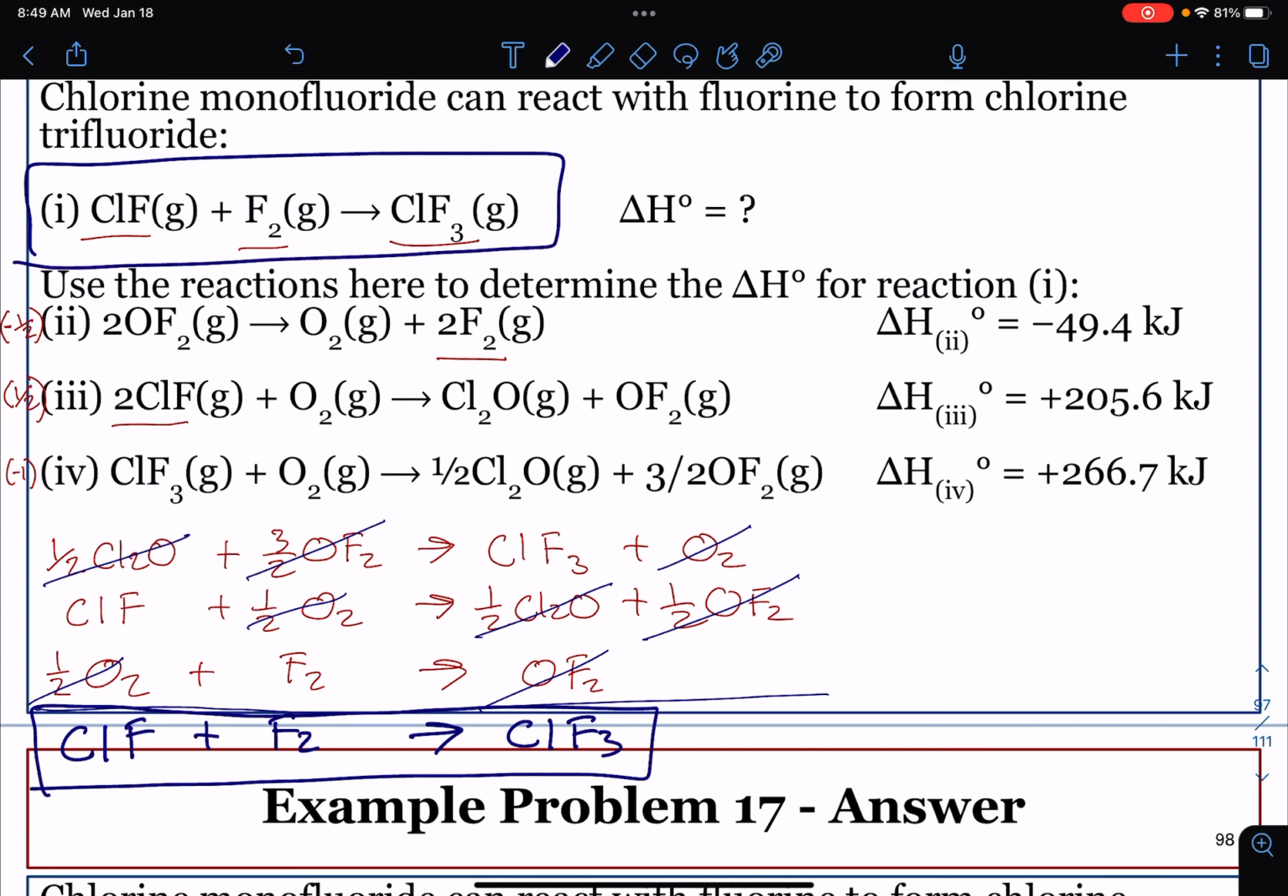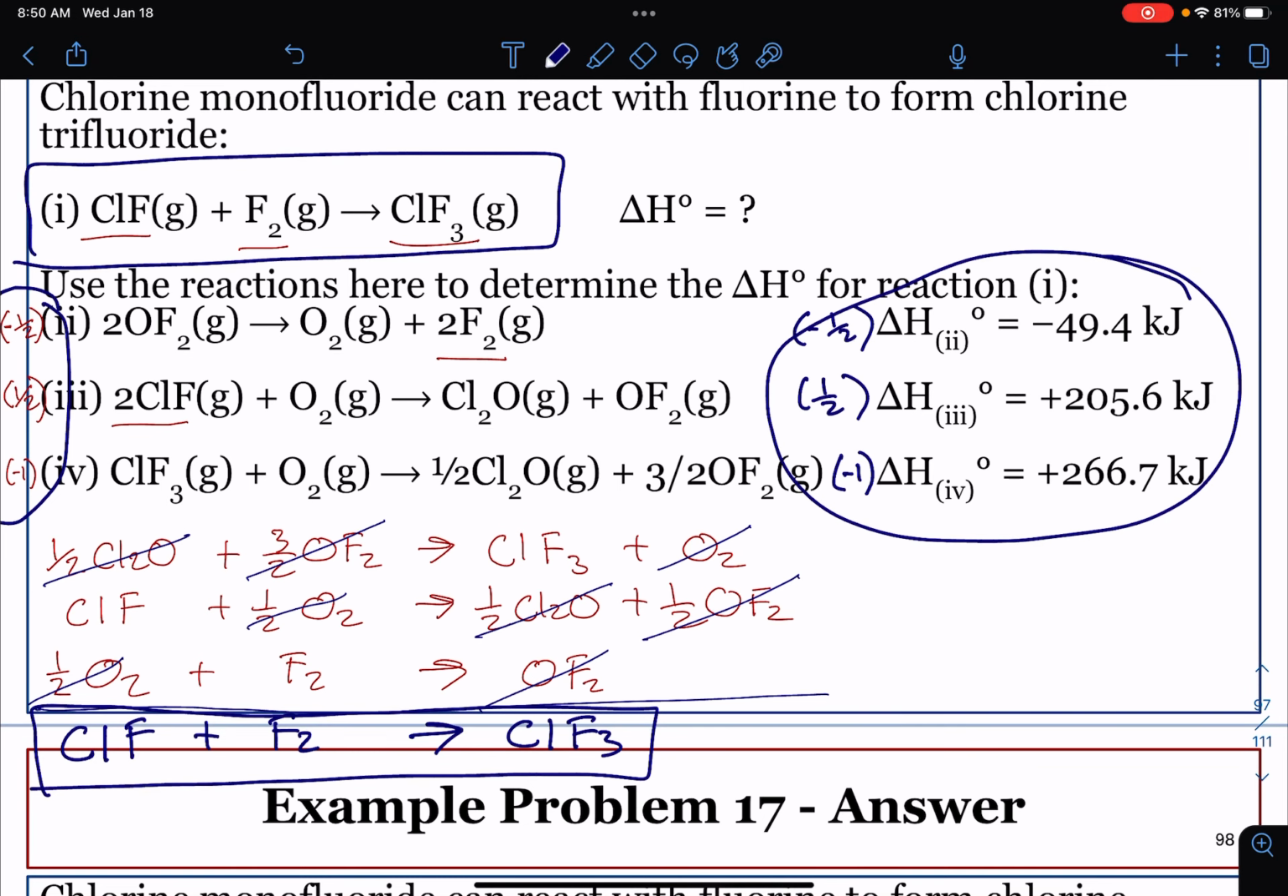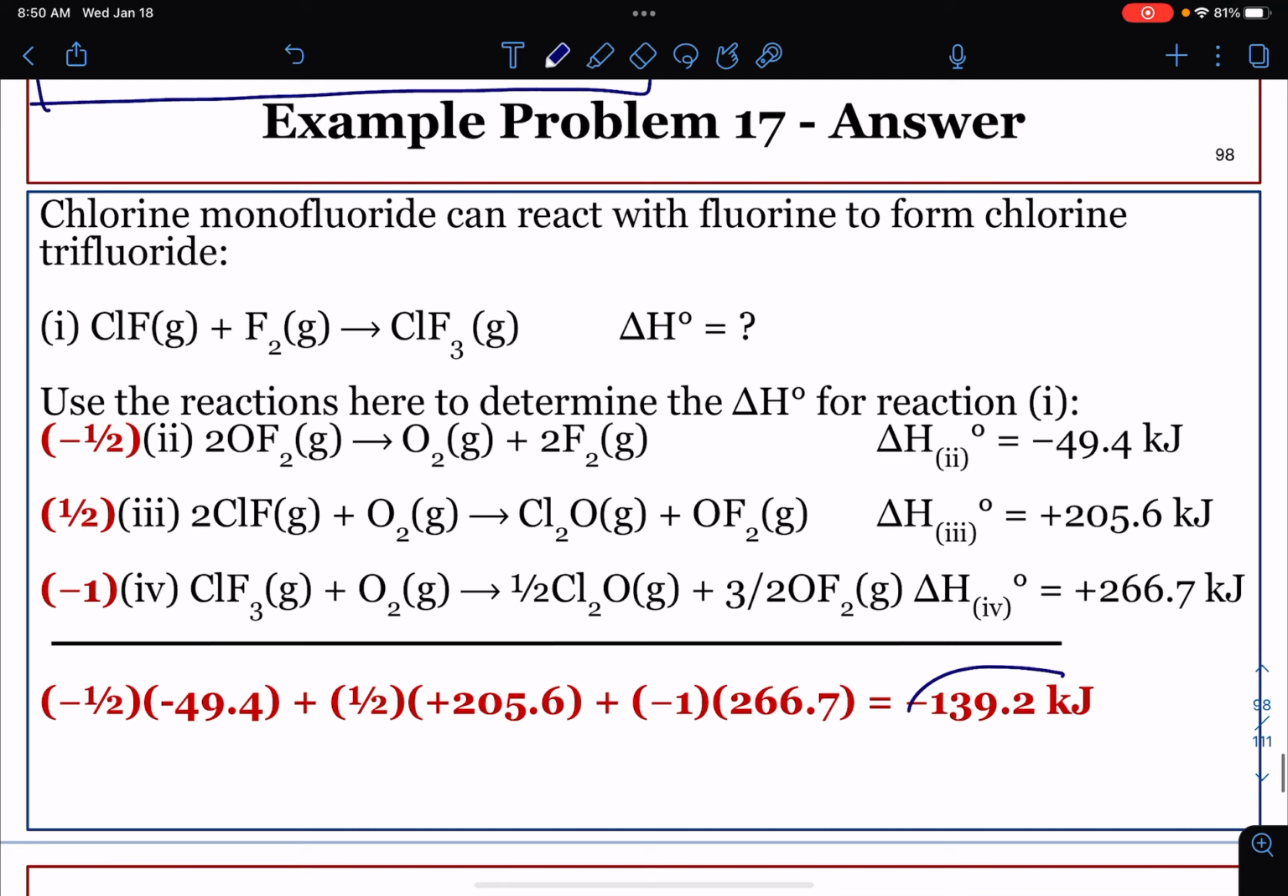Now we need to modify the delta H's. So looking at our modifications that we wrote over here on the side, we need to cut delta H for reaction 2 in half plus change the sign. For reaction 3, we need to just multiply by half. And then for reaction 4, we just need to change the sign of it. Go ahead and pull out your calculator and see if you can get the correct answer for delta H. Here is our answer with all of the correct modifications for each delta H.